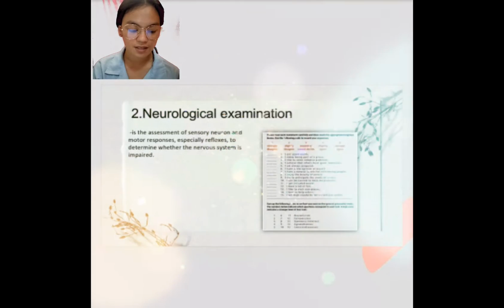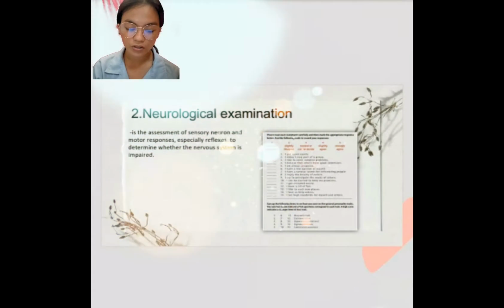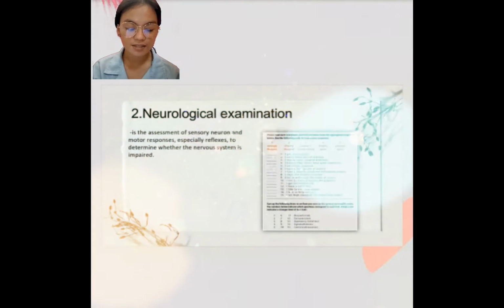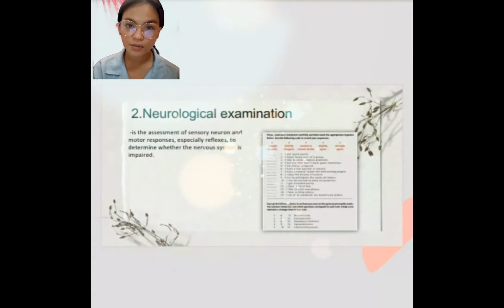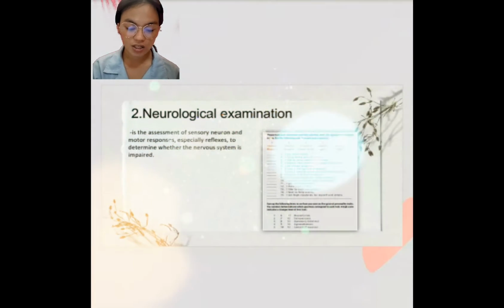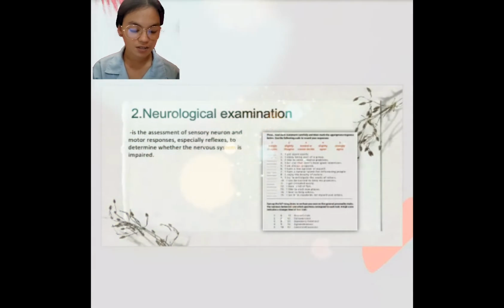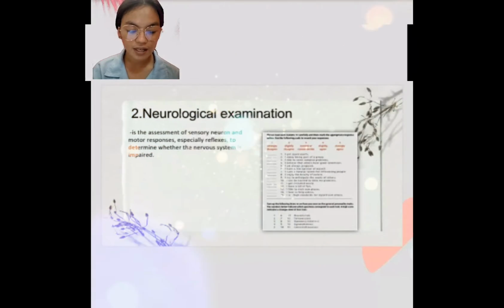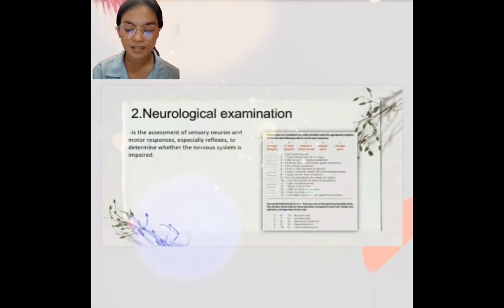So motor responses: the assessment of motor response is designed to determine the patient's ability to obey a command, to localize. The word localize describes disease that is limited to a certain part of the body. And to withdraw or assume a normal body position in response to a painful stimulus. And reflexes determine whether the nervous system is impaired.